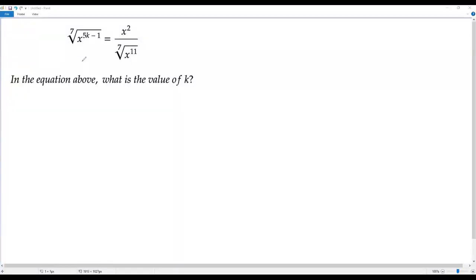Here we have a math question. There is an equation given here: the 7th root of x to the power of 5k minus 1 equals x squared over the 7th root of x to the power of 11. In this equation, we have to find the value of k.